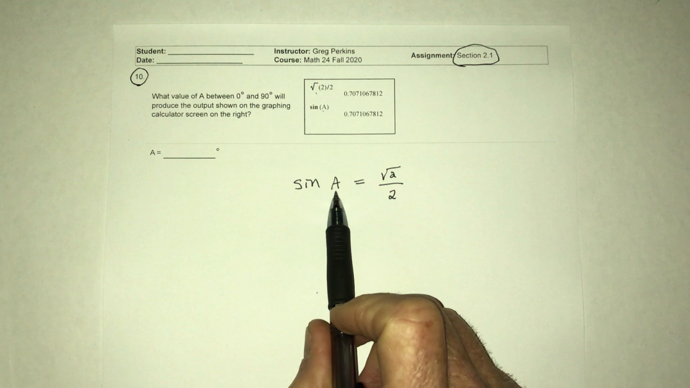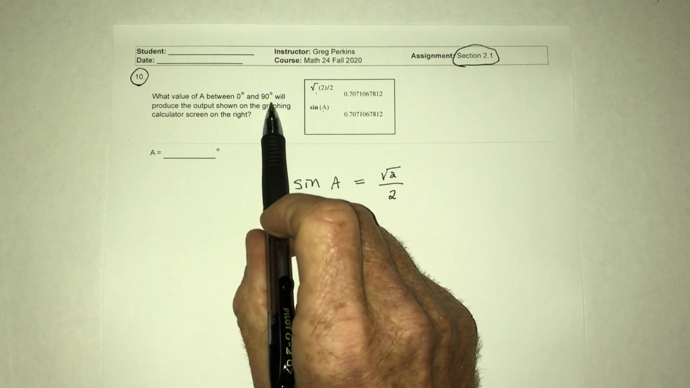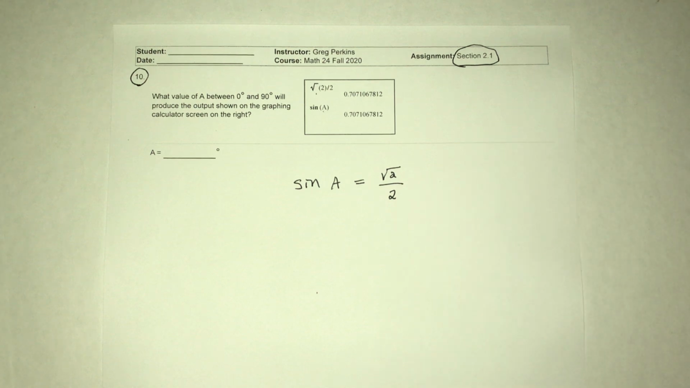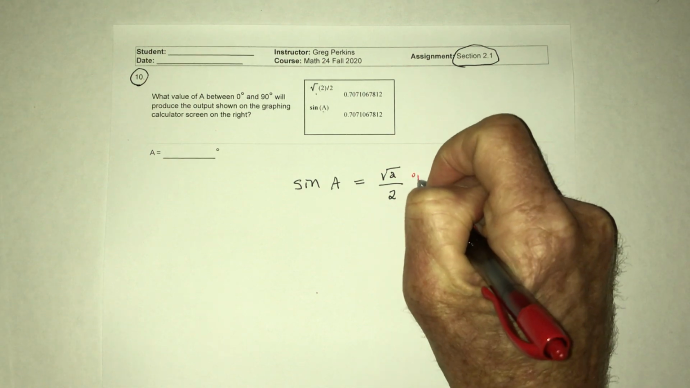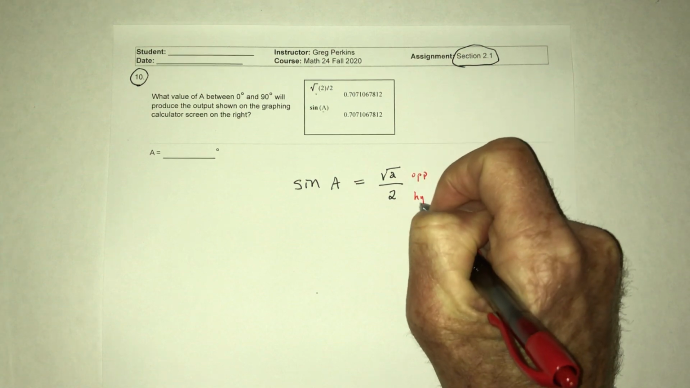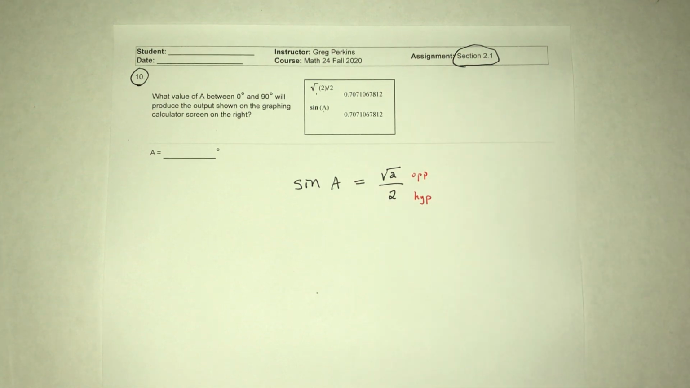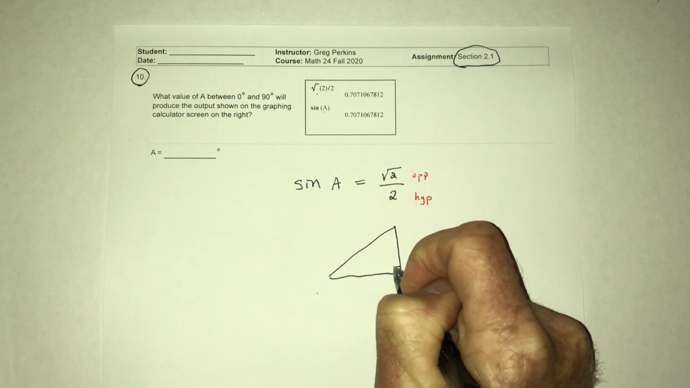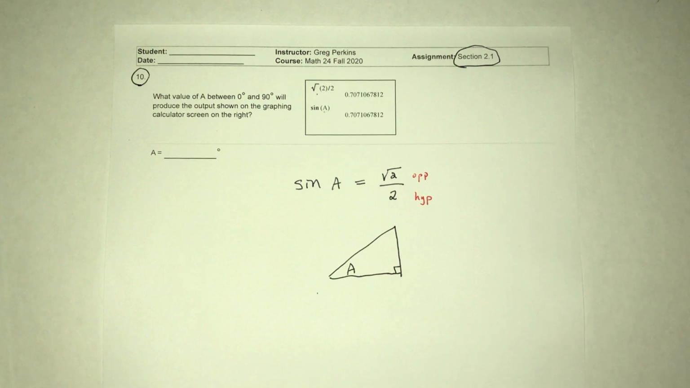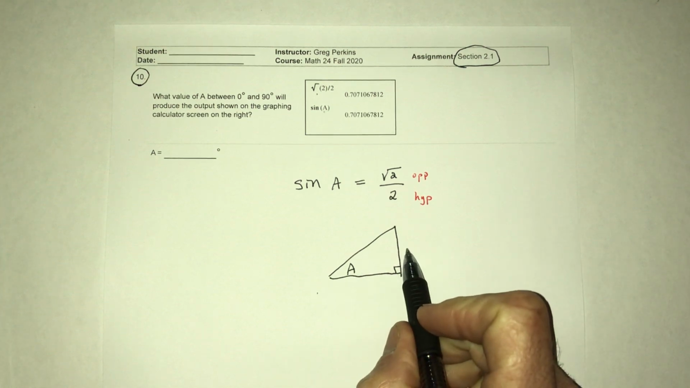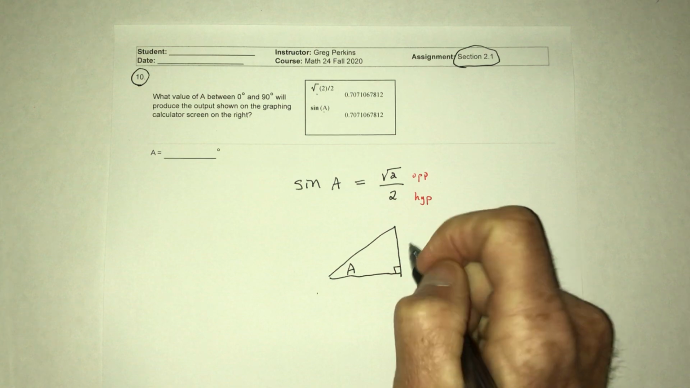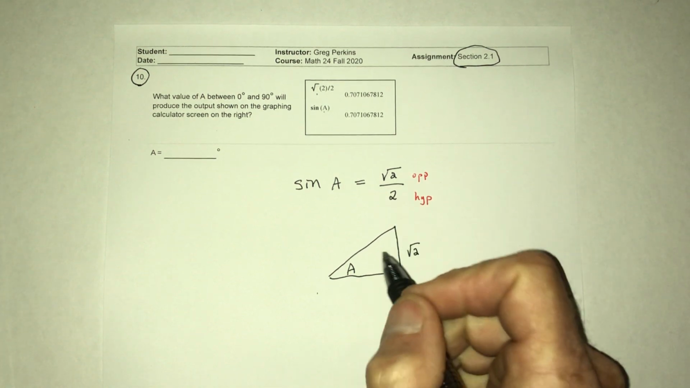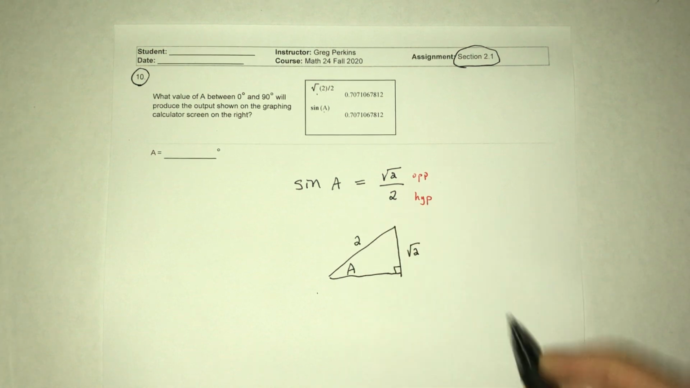Then what angle is a? And it's going to be between 0 degrees and 90 degrees. Well, since sine is opposite over hypotenuse, then what I could do is make a little right triangle. This is going to be angle A, and then opposite that is going to be this side right here, so this is square root of 2. And the hypotenuse, that would be 2.